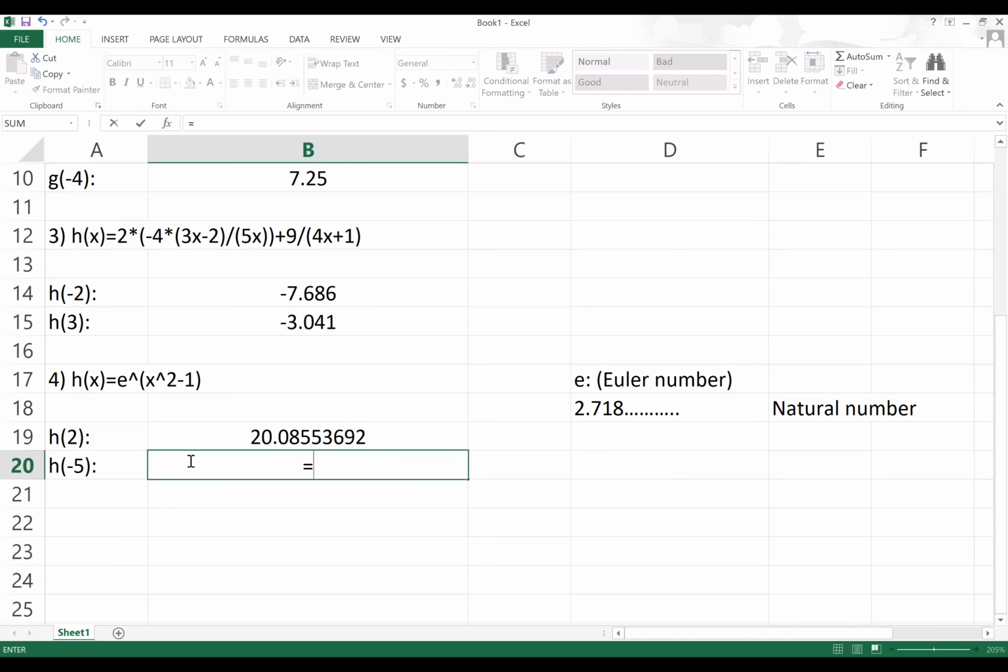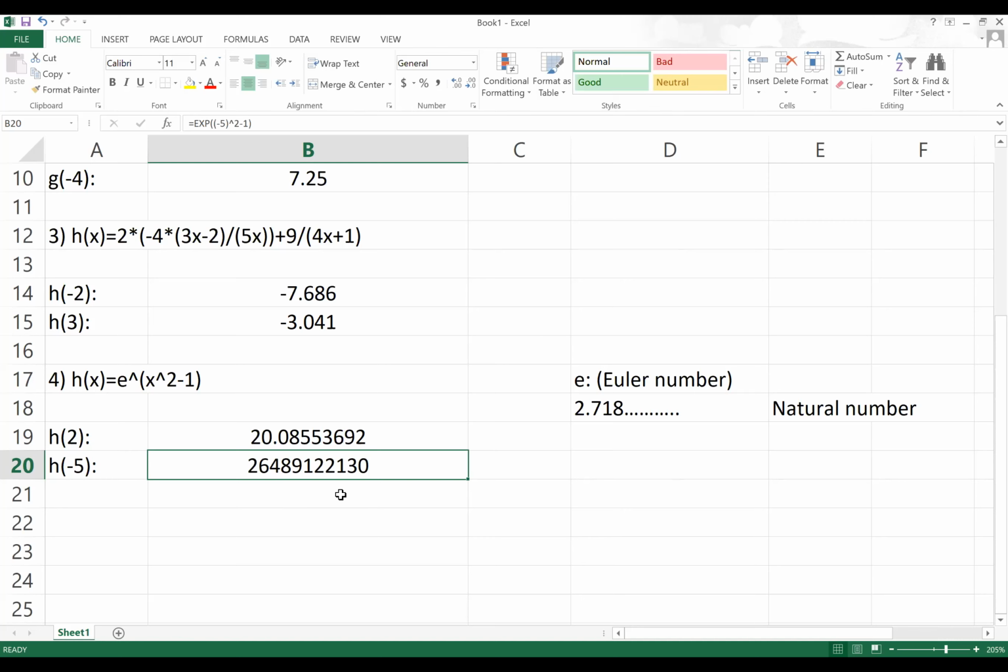And if you look at h of negative 5, similarly, you replace x with the negative 5. So right here, negative 5, I put into parentheses. Okay, raised to the second power, minus 1. Okay. You're going to see a fairly large number.